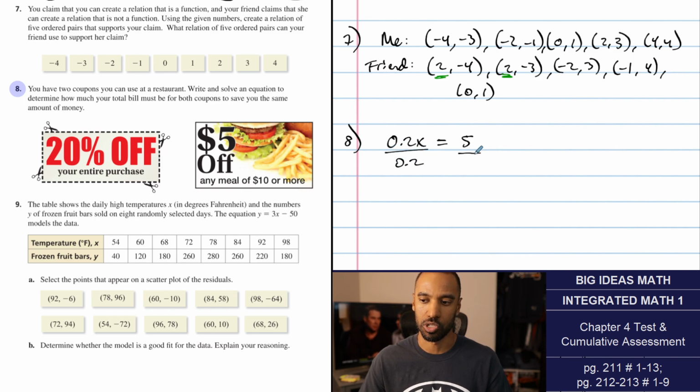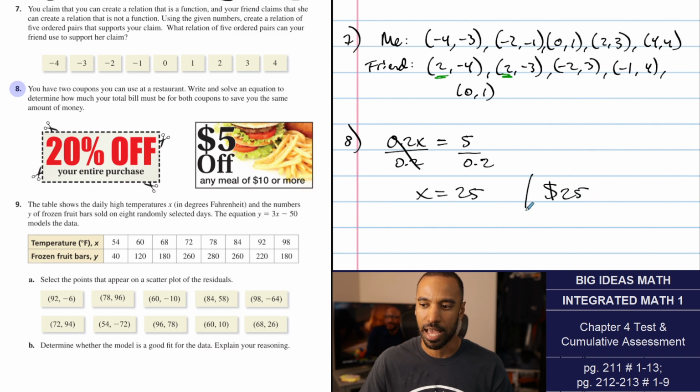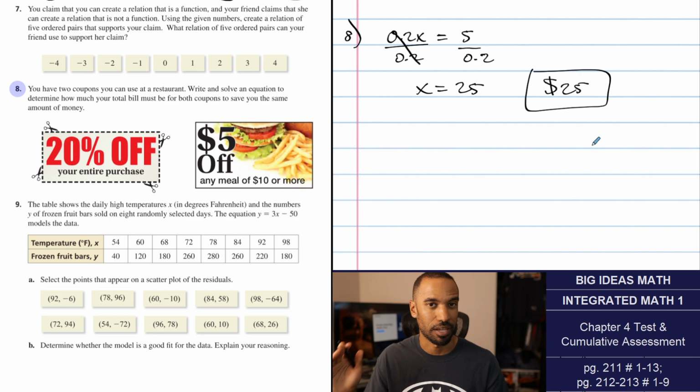If I divide by 0.2, is that 25? I get X equals 25 for that one. So $25. And is that $10 or more? Yes, so that's going to work out. I think that's all I do for that one. I don't even know what section this is. I think it must be from chapter 1 because it's equations.